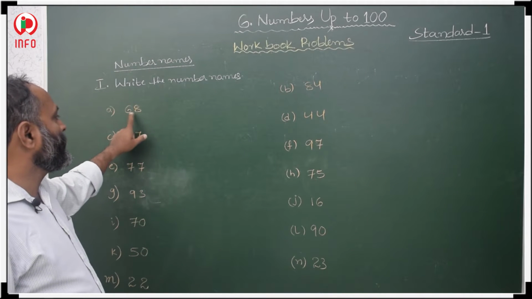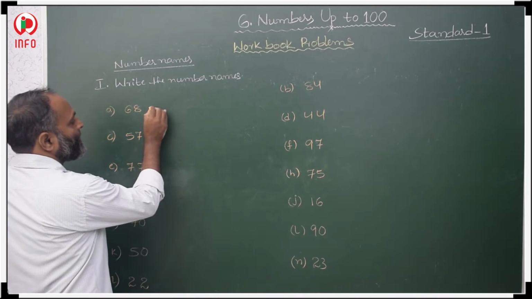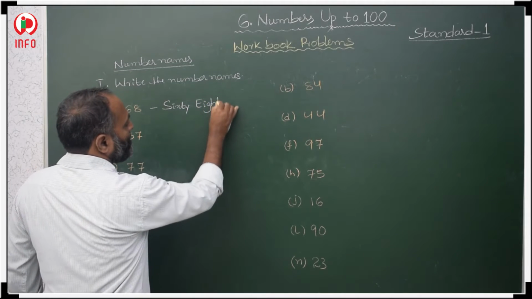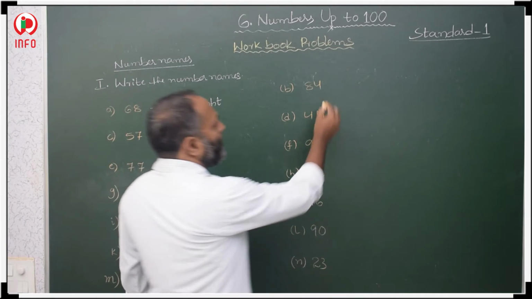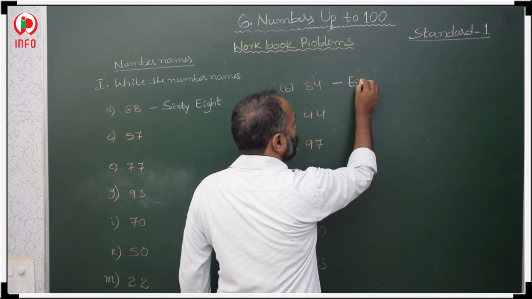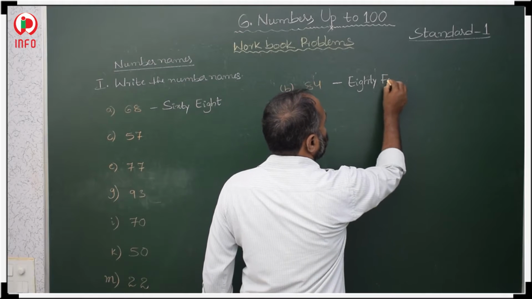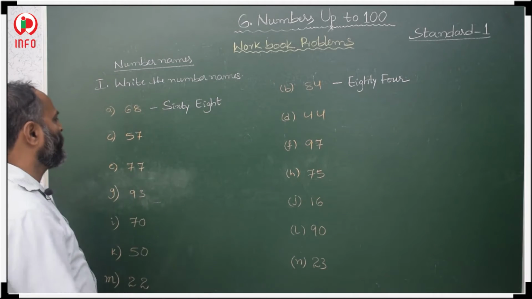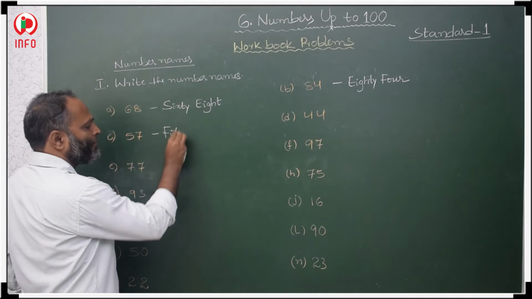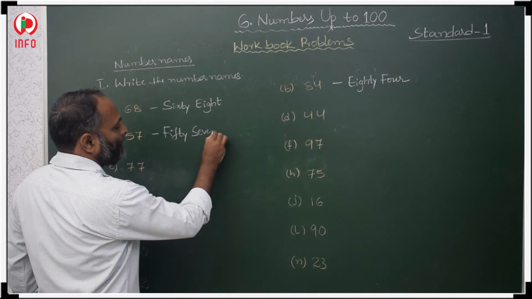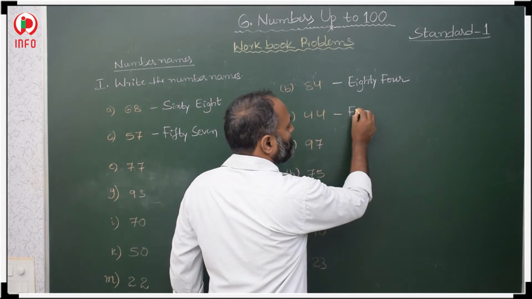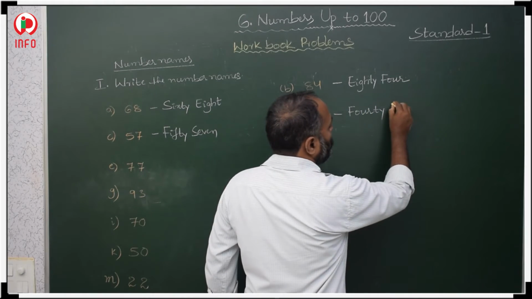The first one, 68 is given. Next, B. Here 84 is given. Next, C, 57. Then D, 44. Four, 44.